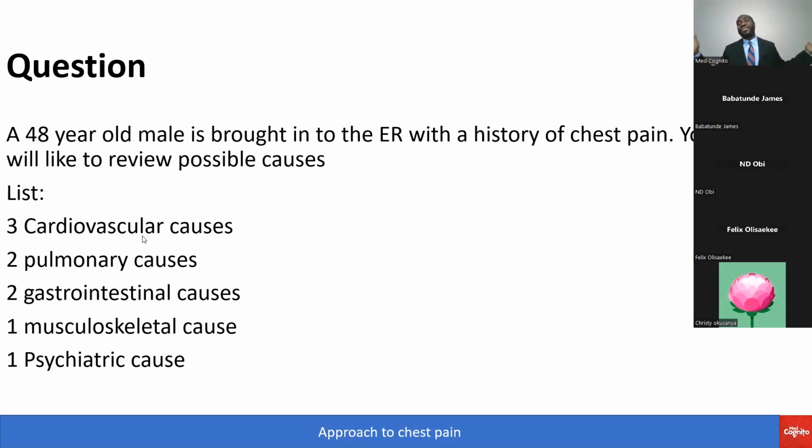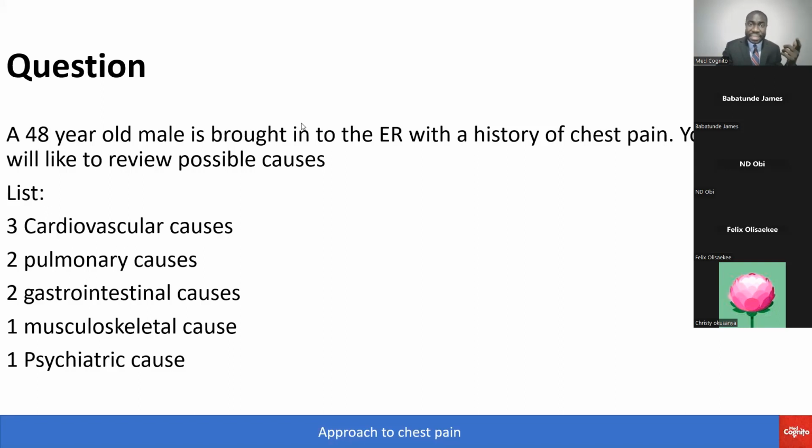Panic attack. Beautiful. So you see what I want, and then you realize that panic attack will not be life-threatening, but myocardial infarction and pulmonary embolism will be life-threatening, right? So you want to be able to segment these concepts into your mind. I just want to see some of the answers.